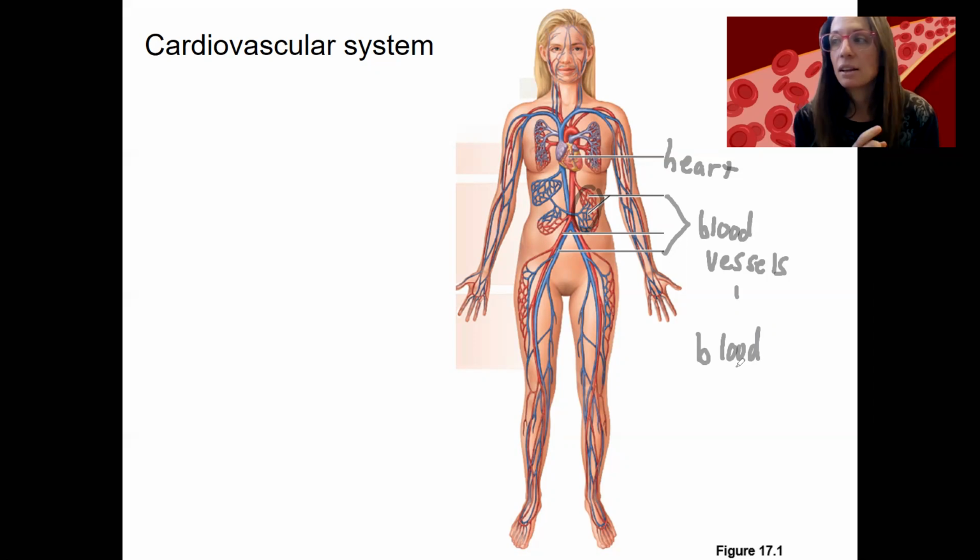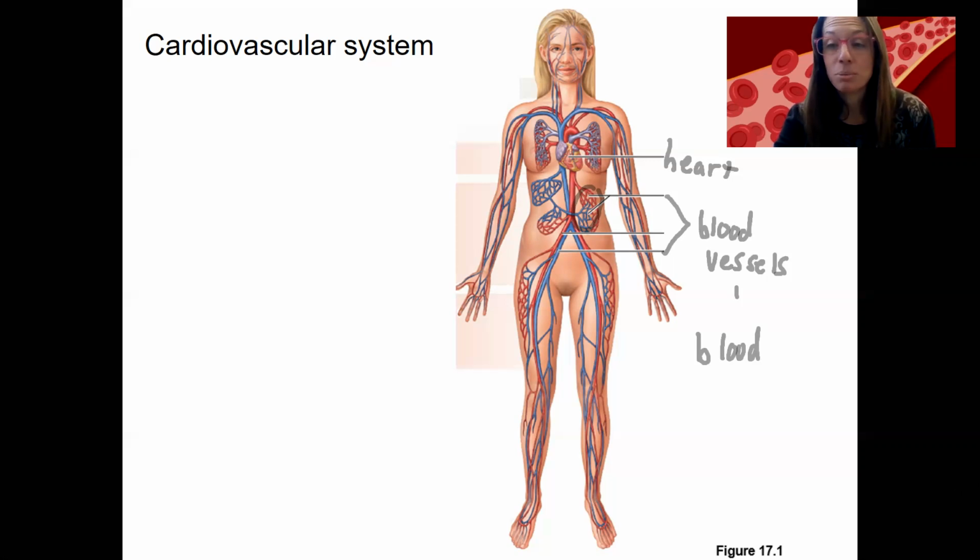And lastly, this system is going to interact with the respiratory system, of course, in gas exchange. So we'll do the respiratory system after cardiovascular, in terms of how we get gases to and from the blood. So we're going to start with the blood. The blood's job is to transport cells and dissolved materials throughout the body.